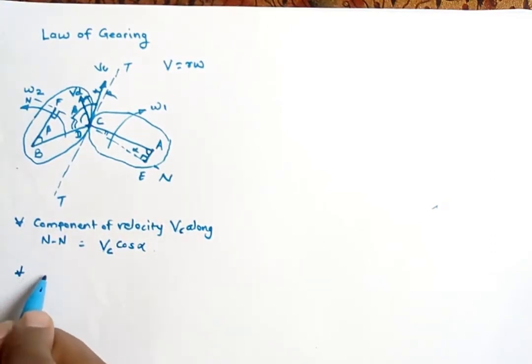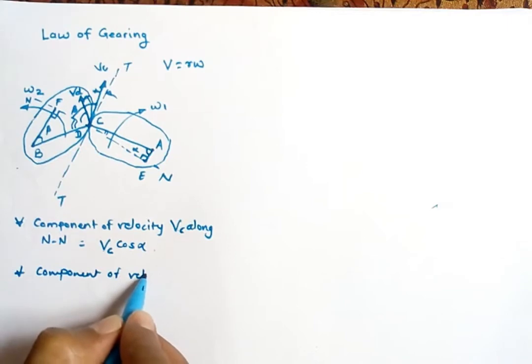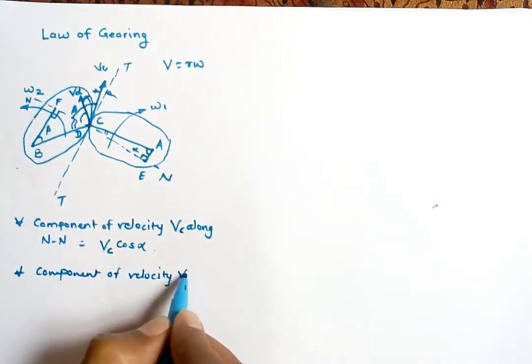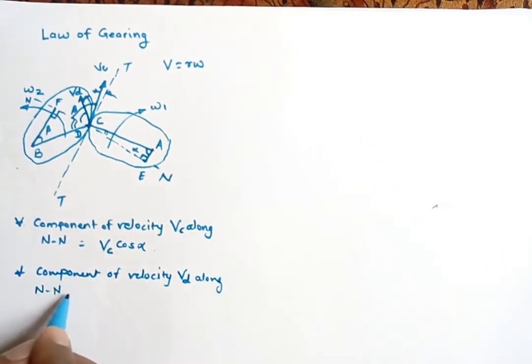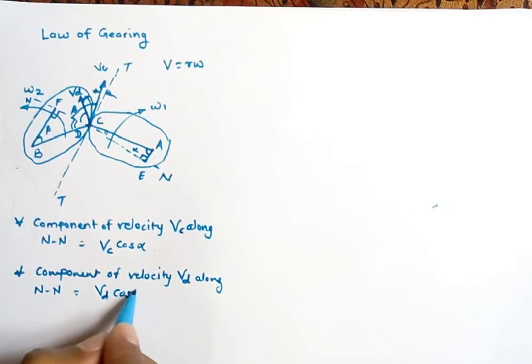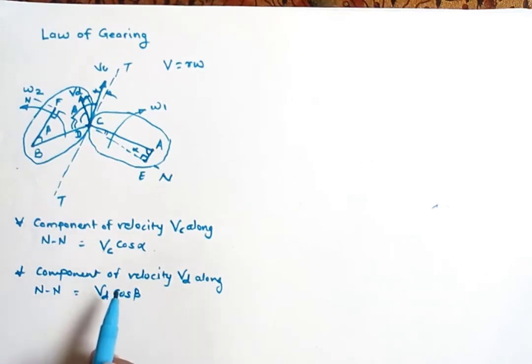Similarly, the component of velocity Vd along the common normal n will be Vd cos beta, as the Vd vector is making an angle beta with respect to horizontal. Now there should not be any relative motion along the common normal, which means Vc cos alpha minus Vd cos beta must be equal to 0.